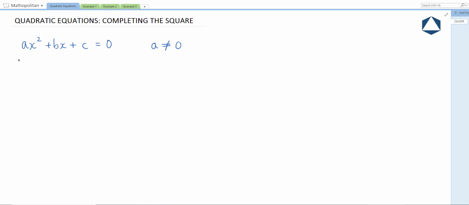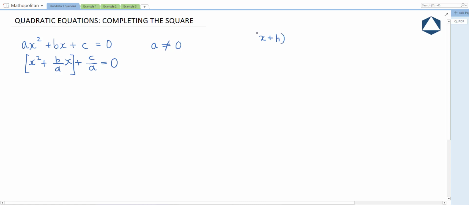is equal to 1. So now if I divide both sides by a, we'll have x squared plus b over a x plus c over a equals 0. Now, what we'll do is assume that x squared plus b over a x will form a perfect square. In a perfect square, we usually have the form (x plus h) to the power of 2. Of course, h is just a constant here. And here we'll have x squared plus 2hx plus h squared.